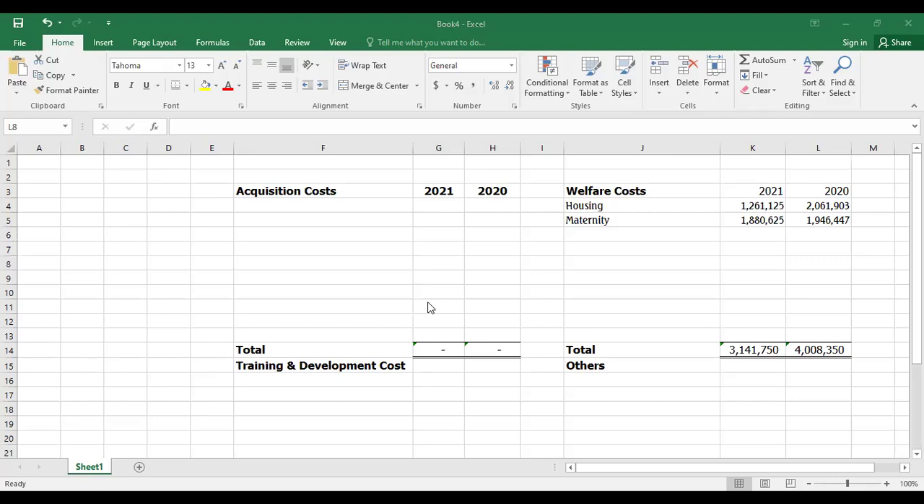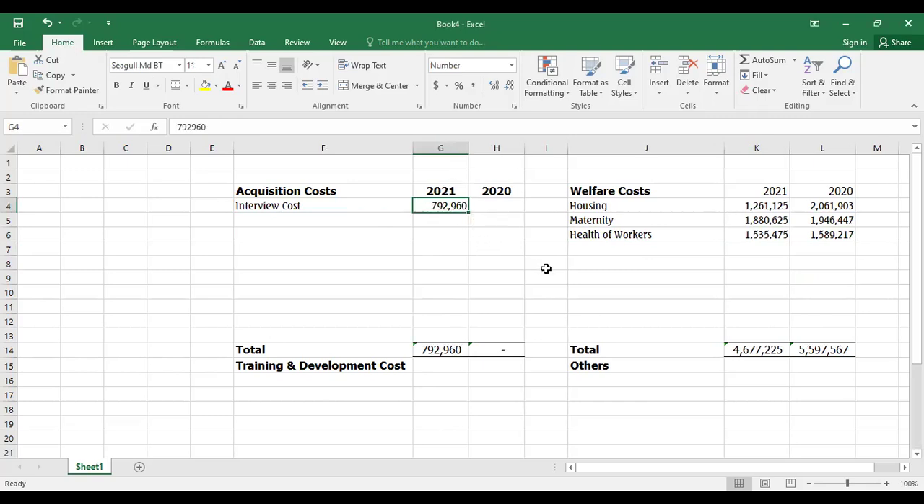Followed by health of workers. Yes, health of workers is also clearly welfare. Place it accordingly. And so you have this health of workers. Are you following what I'm doing? And these two, 589,217. Yes, brilliant. Then we move on. Interview cost. Interview cost is acquisition, clearly acquisition. And how much do we have there? 792,960, then 820,714.